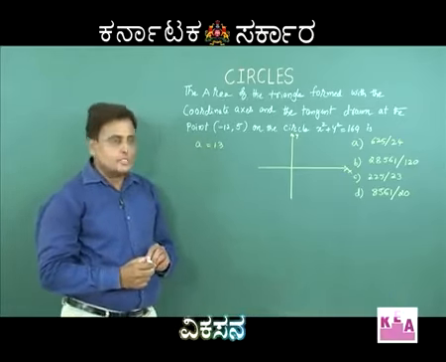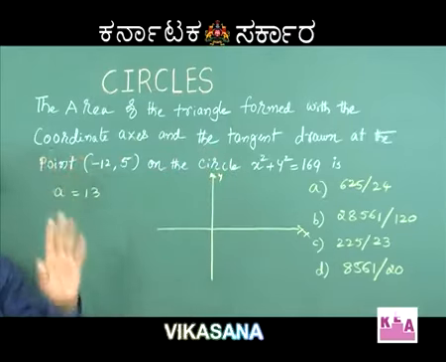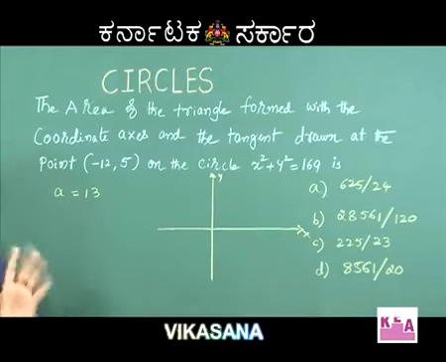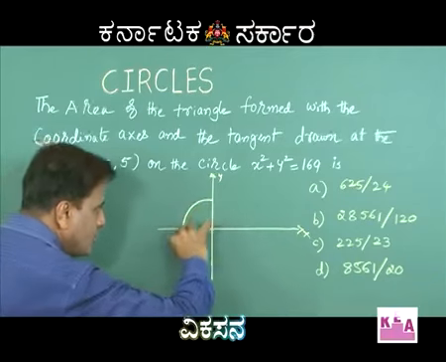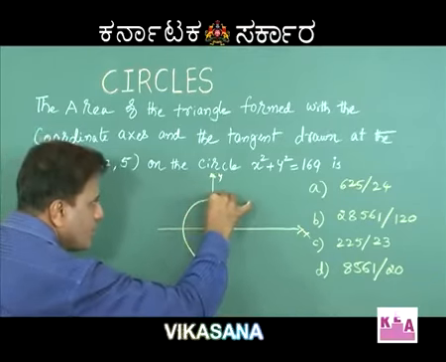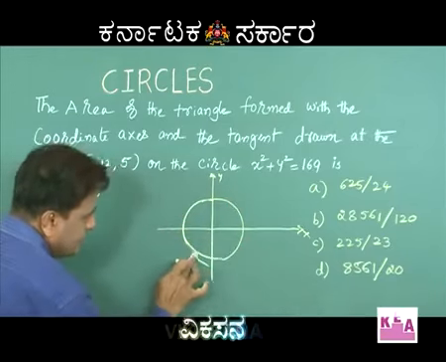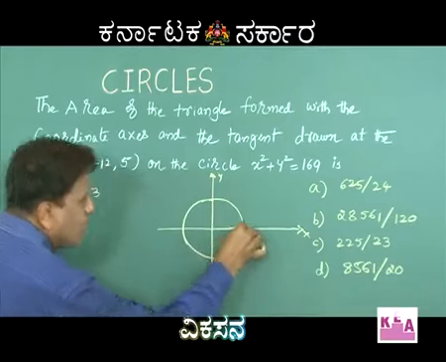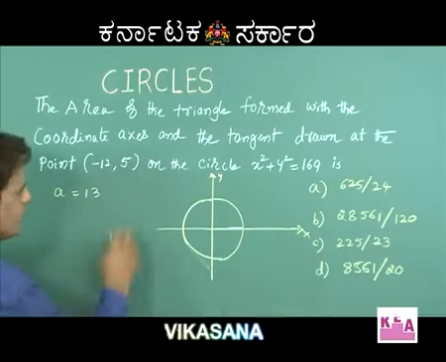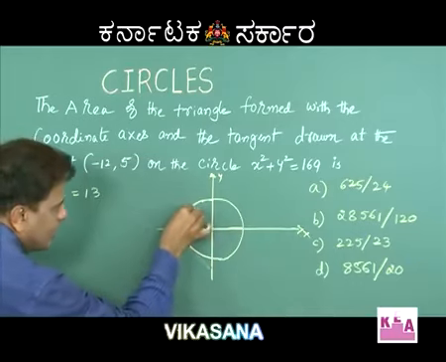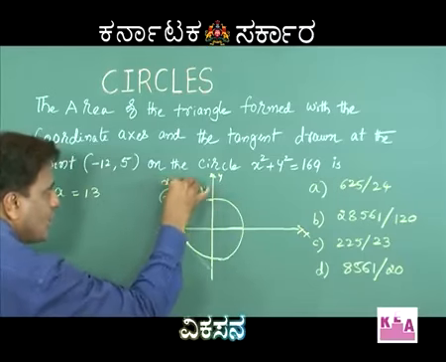Here, dear students, observe this. The given circle is in the form of x square plus y square is equal to a square. That means its center is at the origin and radius is equal to 13, that is a is equal to 13. If you draw a circle whose center is at the origin and the radius is equal to 13, then the point on the circle, anywhere you can take, is minus 12, 5. Take this point as x1, y1.